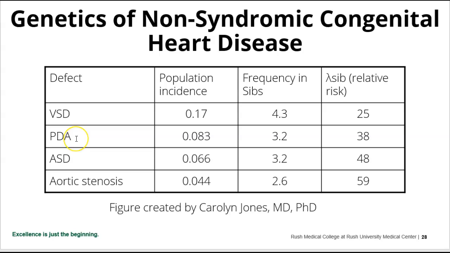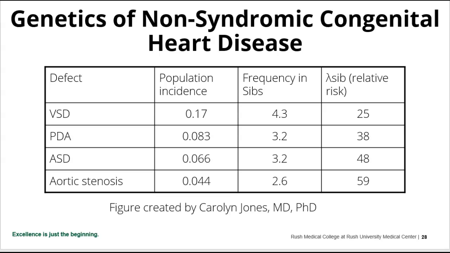Patent ductus, this is a ductus in between the 2 sides of the heart to shunt blood away from the heart during embryonic development. It's very rare in the population, 3.2 in siblings, or 38% relative risk. And ASD, between the 2 sides of the heart, population incidence very uncommon, 3.2 in siblings, 58%, and aortic stenosis is really one of the highest, 0.044 with frequency in siblings at 2.6 or 59% relative risk.